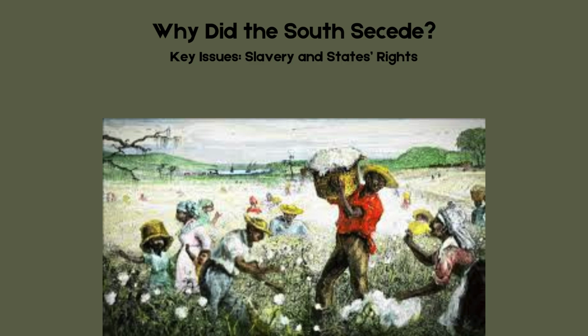So why did the South secede? There were 2 main reasons. First, the issue of slavery. Southerners feared Lincoln would try to end it. Second, the idea of states' rights. Many Southerners believed that states should have the power to make their own decisions, like whether or not to allow slavery. Here's something to think about.